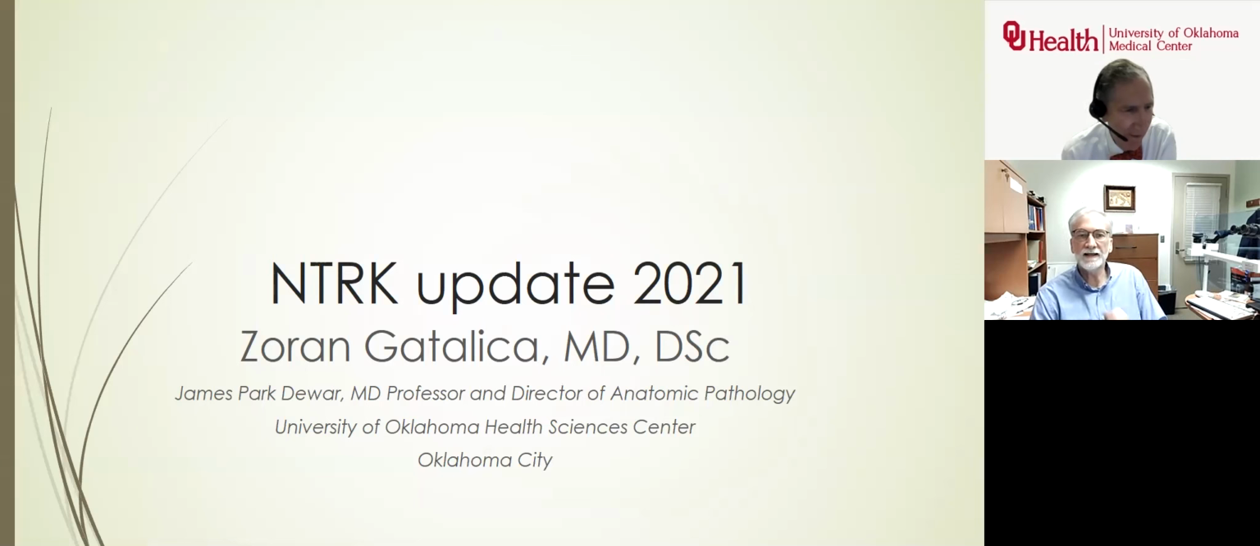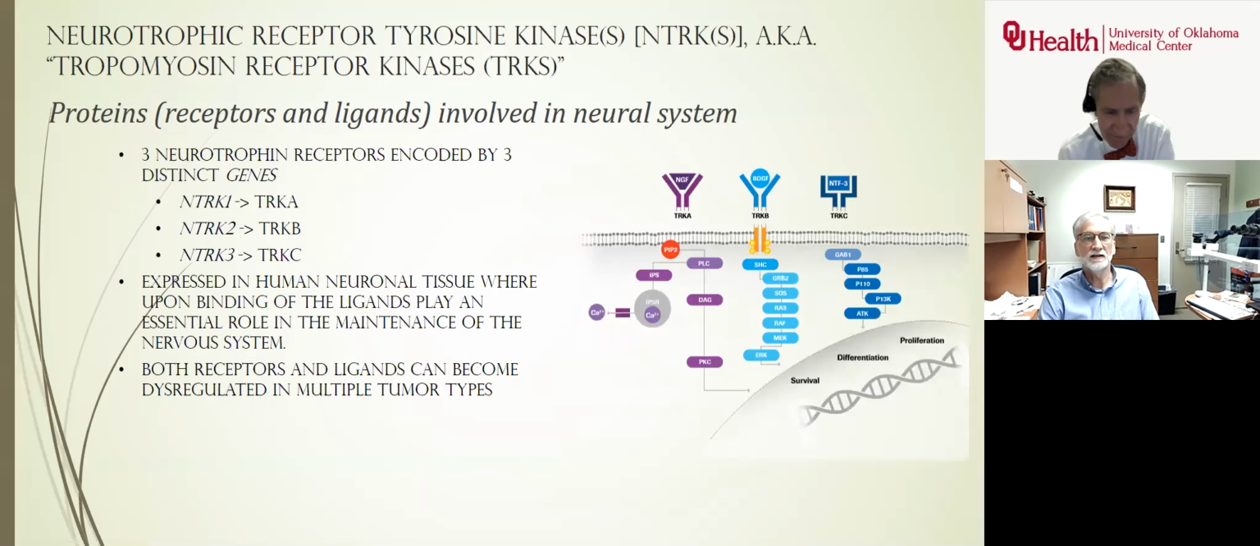So again, thank you for the introduction. I am very happy to be a member of the Oklahoma University Medical Center and the School of Medicine. And let's start with the neurotrophic receptor tyrosine kinases. These proteins are known as tropomyosin receptor kinases, while their genes are known as NTRKs 1, 2, and 3, and gene products as TRK A, B, and C. Confusing enough for everybody to try to remember that.